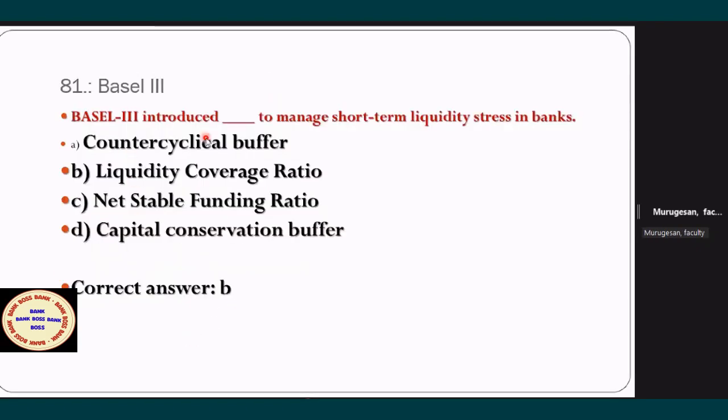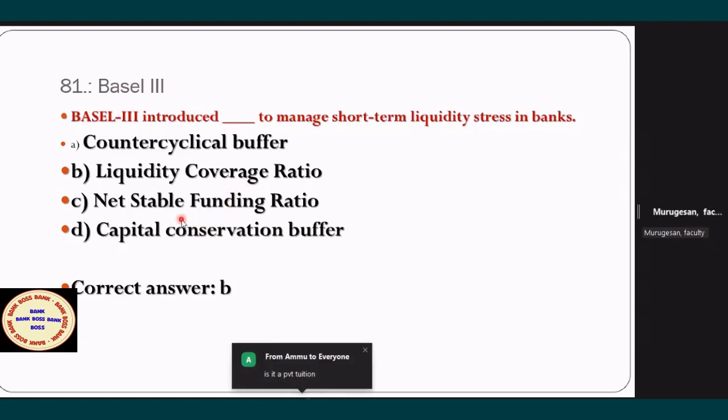Okay, now Basel III introduced dash to manage short-term liquidity stress in banks. Now the Liquidity Coverage Ratio, LCR. LCR is the new concept, which we'll discuss in balance sheet management also. That is, you should have high quality liquid assets to manage net cash outflows of 30 days. 30 days, correct. You are very advanced. Sir, both B and C are correct?